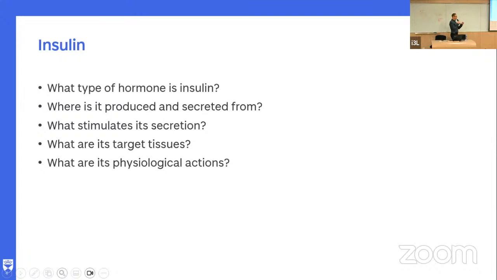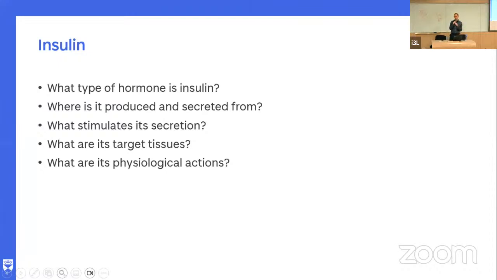Then we'll tell me what the target tissues are for insulin. So insulin is a hormone that forms part of the endocrine system. That hormone is transported in the blood once it's been secreted from the pancreatic beta cells. That means, as for every hormone that's secreted, all cells in our body are exposed to all circulating hormones. It's only the cells that express the receptor for that particular hormone that will elicit a physiological response. So the target tissues are the cells in the tissues of the body that express that insulin receptor.